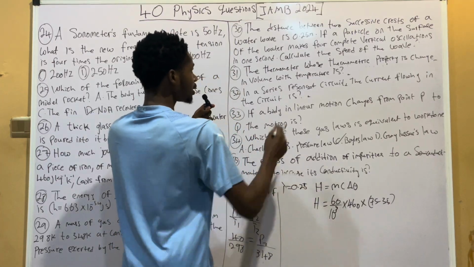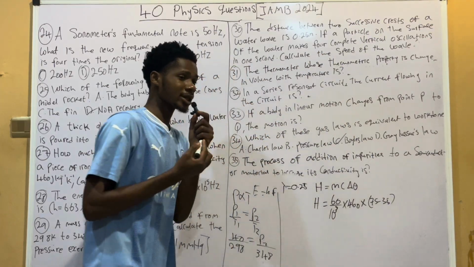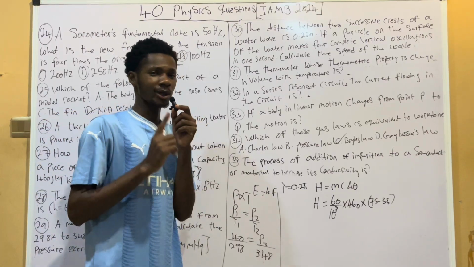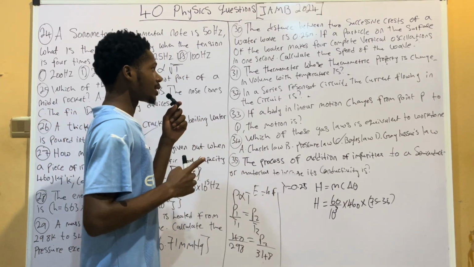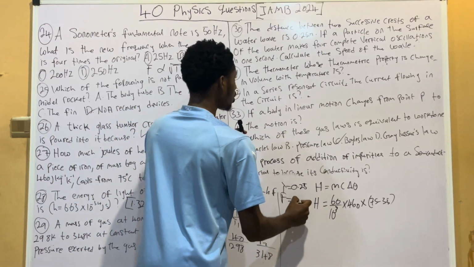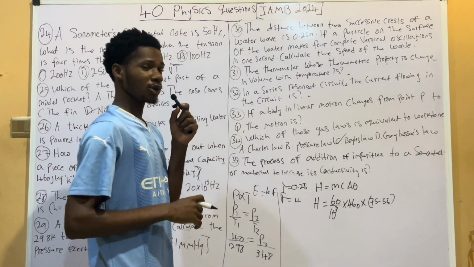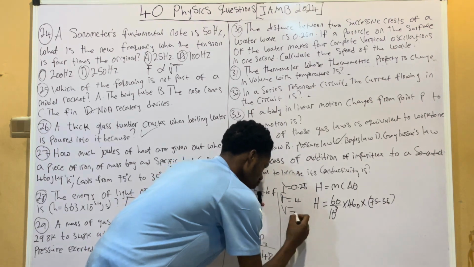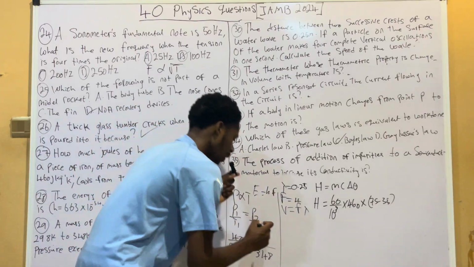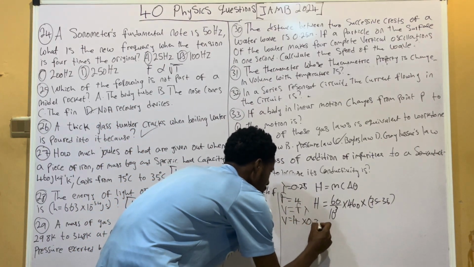And then they say again, if a particle on the surface of the water makes 4 complete vertical oscillations in 1 second, what is the definition of a frequency? The number of oscillations made in 1 second, that is the definition of a frequency. Which means that the frequency in the question is 4. That is F is equal to 4. We are asked to calculate the speed of the wave. The relationship between velocity or speed and frequency and wavelength is that V is equal to F times lambda. So V is equal to the frequency, 4, times 0.25.